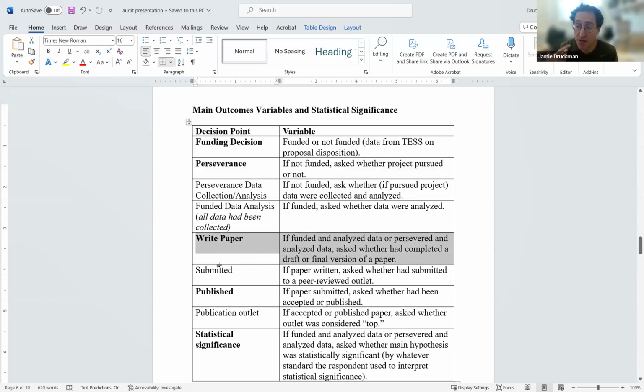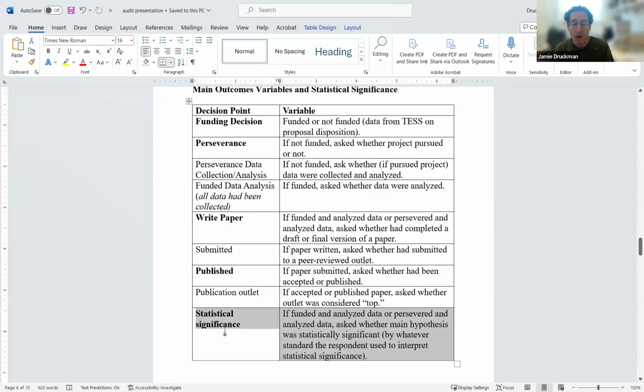If they did persevere, or if they were accepted by test, we asked them if they wrote a paper, to get at the point that Franco et al. found earlier. We asked whether it was published. We asked a bunch of questions about the publication outlet, and then we asked about statistical significance. And one issue that comes up in all of this work is we were asking people to self-report statistical significance rather than reanalyze their data themselves.